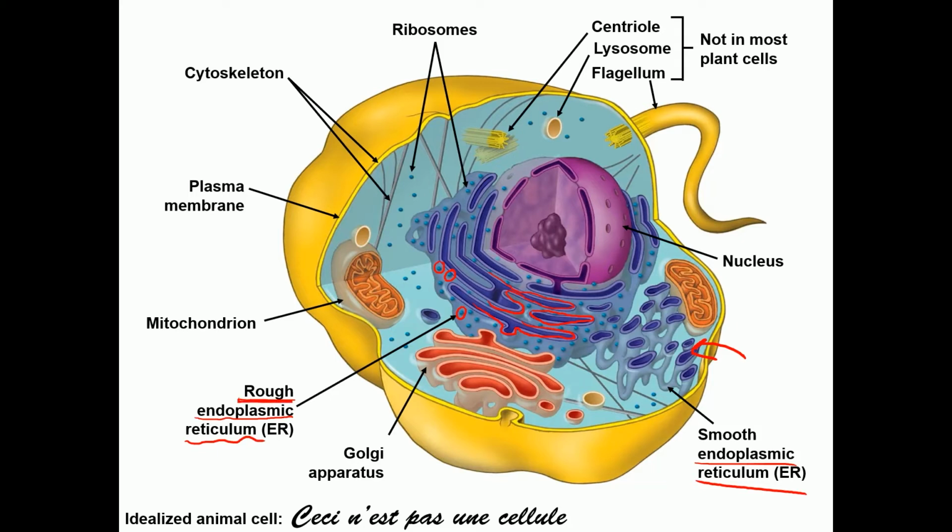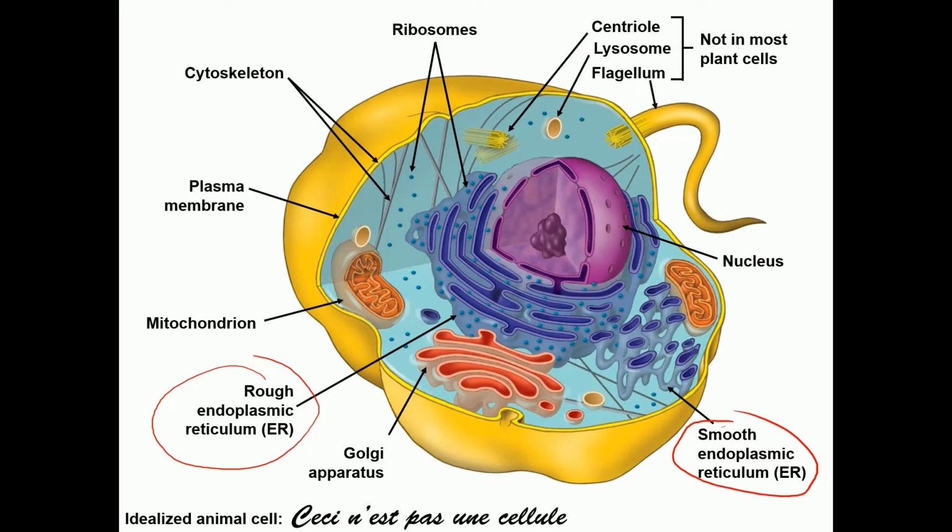And then the other one, we'll just call that the smooth endoplasmic reticulum. And that is more or less how these two structures got their names. They are the nets inside the cytoplasm, the endoplasmic reticula, and they are rough and smooth because they look rough and smooth underneath the microscope. Now, they have two very, very different jobs.